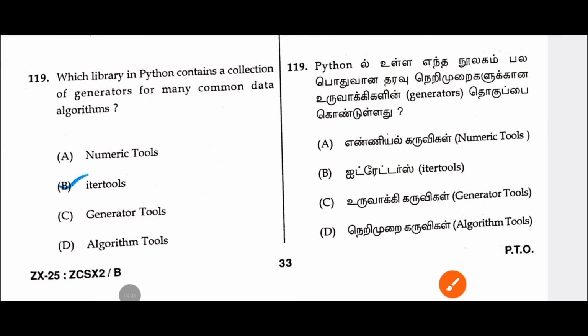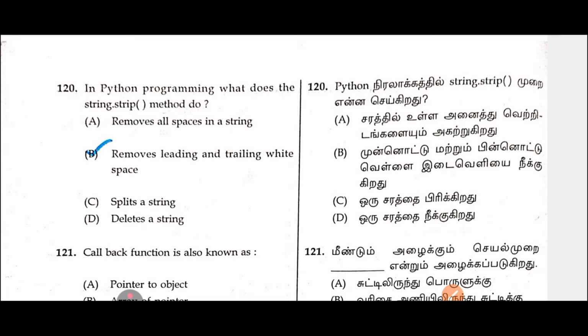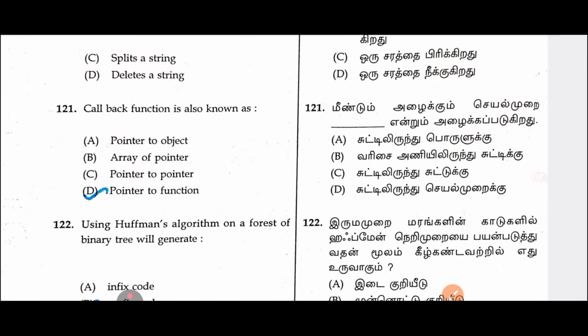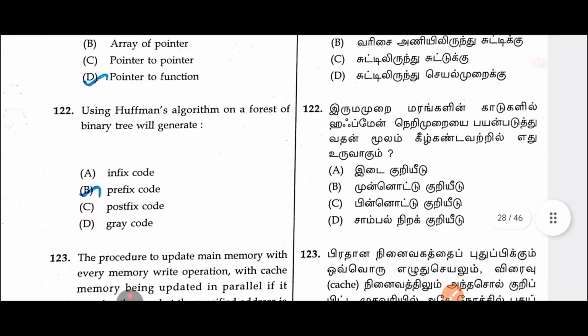Which library in Python contains a collection of generators for many common data algorithms? Itertools. In Python programming, what does the string.strip method do? Removes leading and trailing white space. Callback functions are also known as pointer to function. Using Huffman's algorithm on a forest of binary trees will generate prefix code.